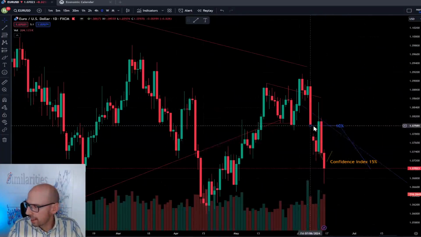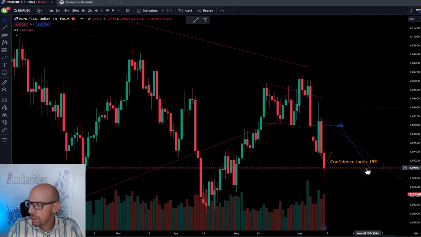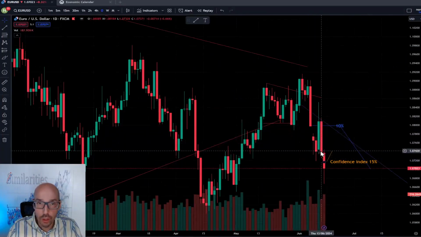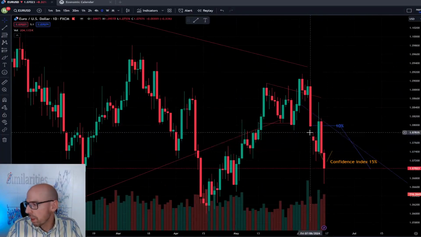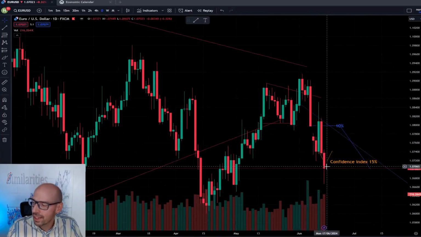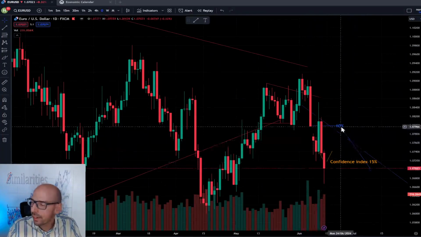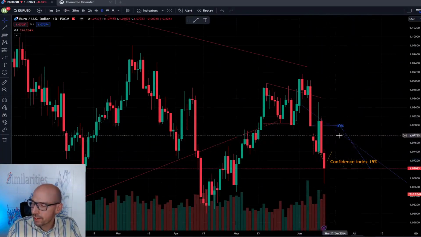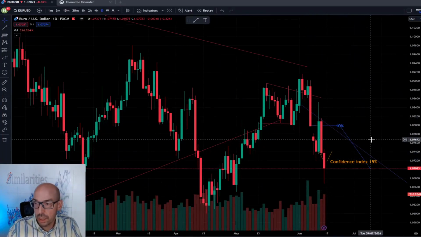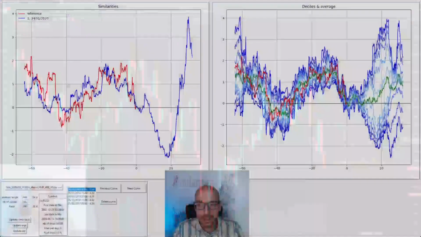The euro, I had a period of flatness and then down a bit. The euro was quite volatile this week because of the statistics, but well, it went down. At least I have the direction correct, but it didn't really rest for a while. It went down directly. Anyway, I had a 10% confidence index, so low confidence. Still, the direction is okay. And at the end, yeah, that was not a bad indication.